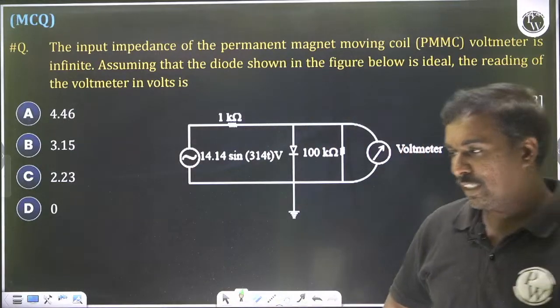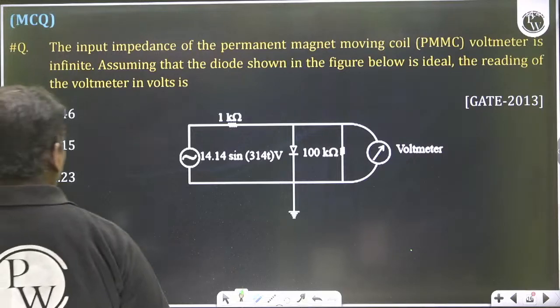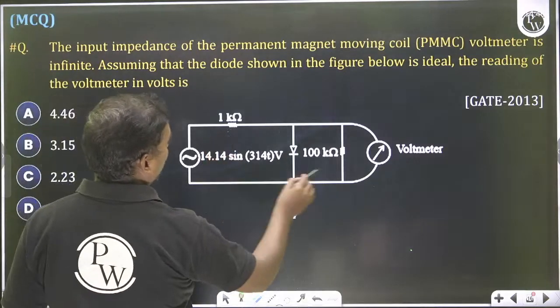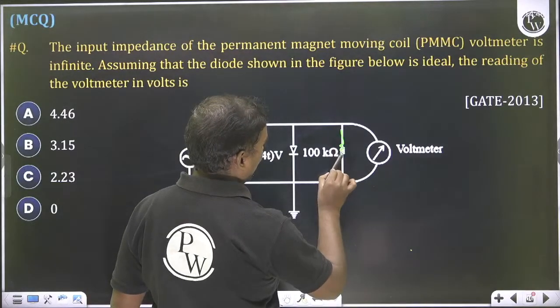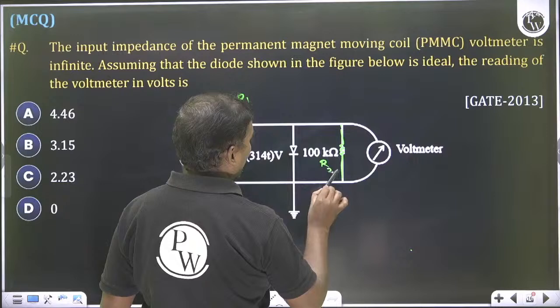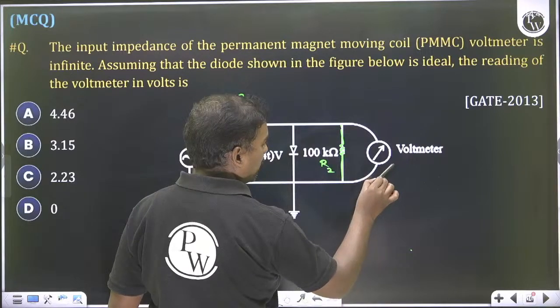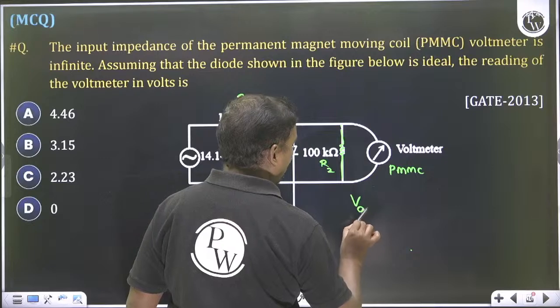If you see here, you are going to see the rectifier. The rectifier will give you the average value. This is a 1 kilo ohm resistor, and there is another resistor here, 100 kilo ohms. Let us take this as R1 and this as R2. What voltage are we going to measure? The voltmeter. This voltmeter is PMMC. PMMC always measures the average value.